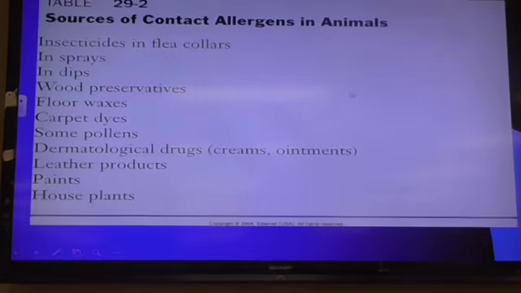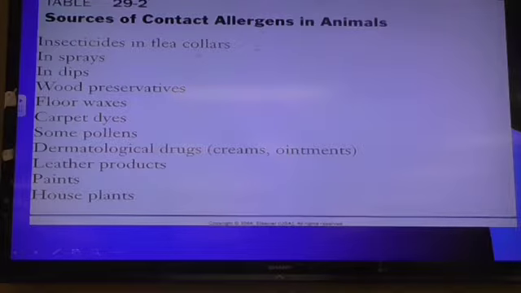Another example is the flea collars in animals. Dogs and cats fitted with flea collars might show some blisters after 2 or 3 days, and that could be type 4. But other examples are shown here that might be causing type 4 hypersensitivity.